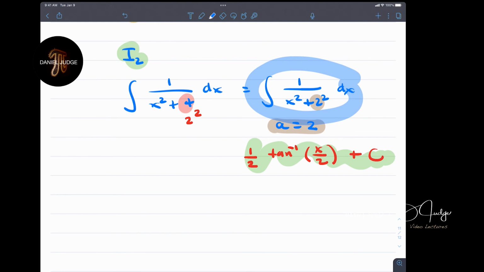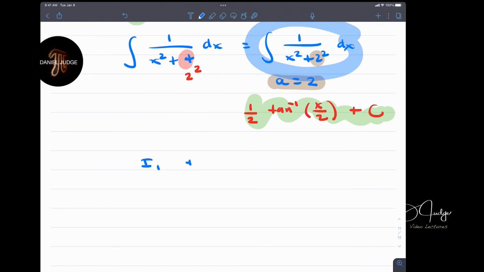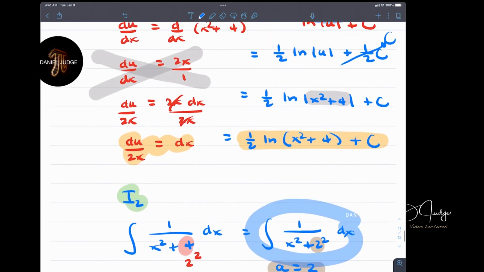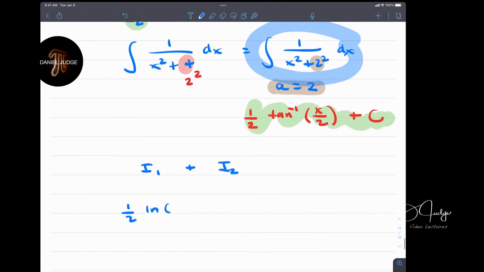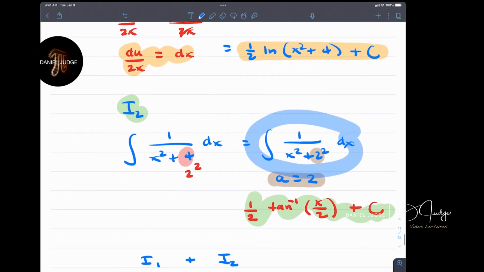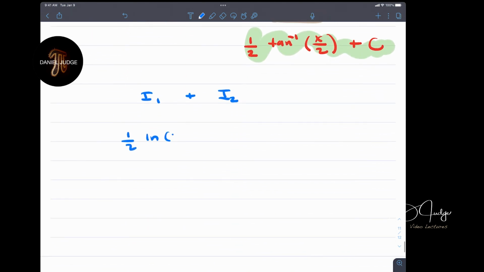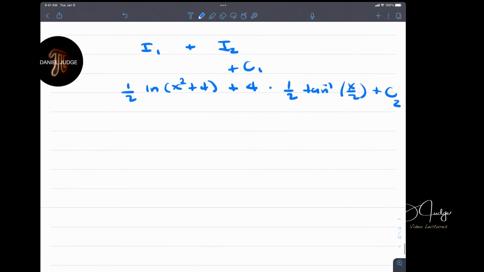So you say, what is this all together now? Well, all together, remember, this is going to be I1 plus I2. And we already found I1. That was 1/2 natural log. It's right here. x squared plus 4 plus c. And I just found, don't forget the 4, 1/2 inverse tangent x over 2 plus c. And you might say, where's my c? You can call that c1, c2. Okay. And final answer now.